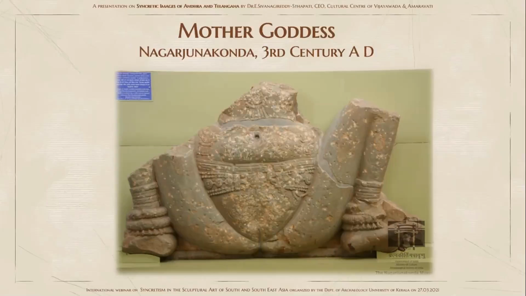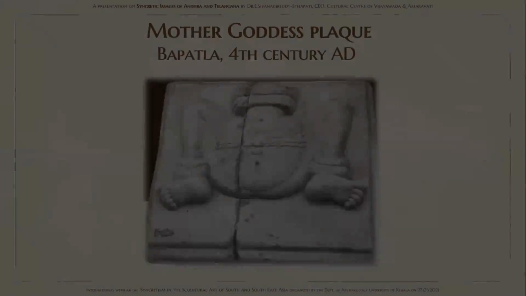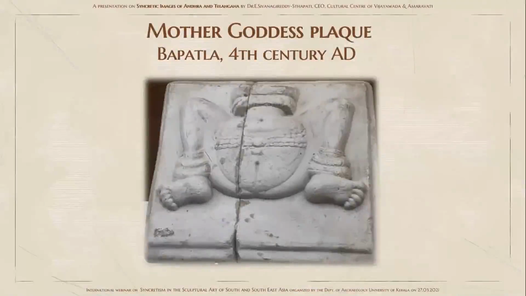So it denotes again that the site is a composite site. Buddhism and Vedicism flourished side by side simultaneously. We can cite this as the best example of a syncretic site in early historic Andhra, datable to the 3rd century AD. Then this is the example that I mentioned.